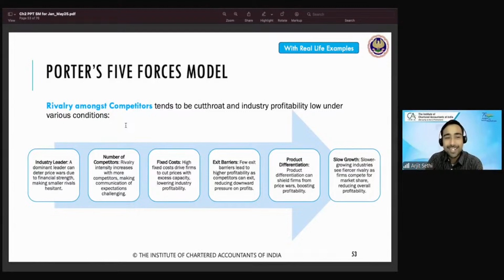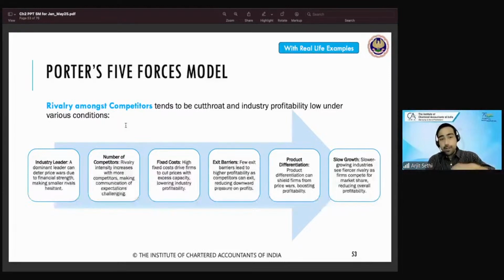Okay, good. So rivalry amongst competitors. Now, if there is no clear industry leader, the competition will always be huge. Simple maths. With no industry leader, people will keep fighting for being number one, number two. When the number of competitors is huge, it really means that a lot of people want to make money. The competition is huge.